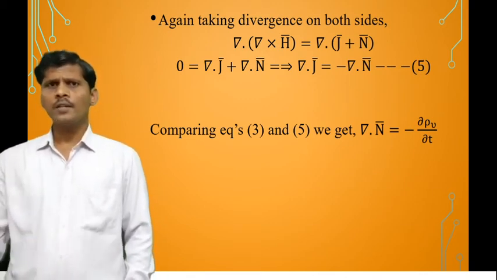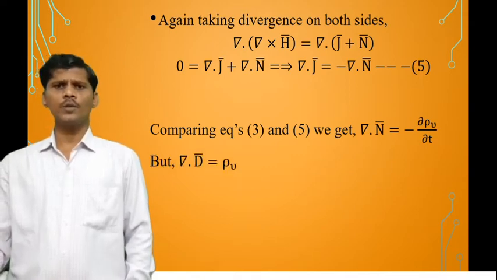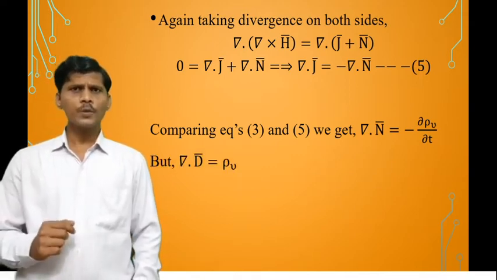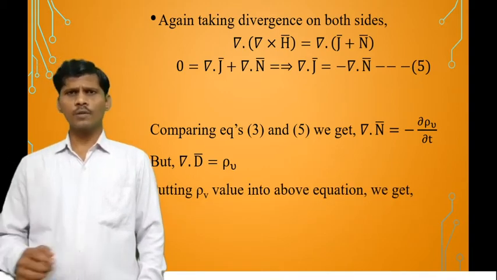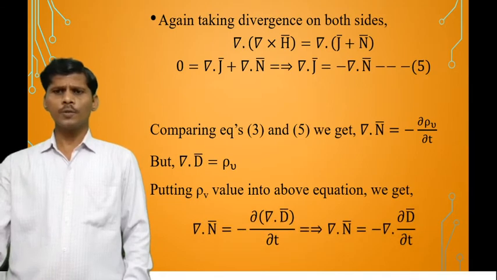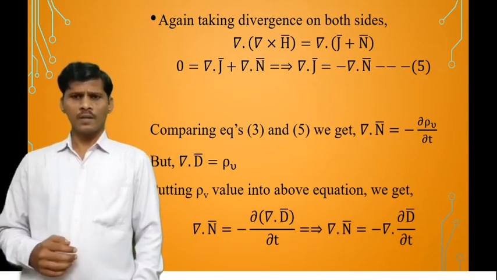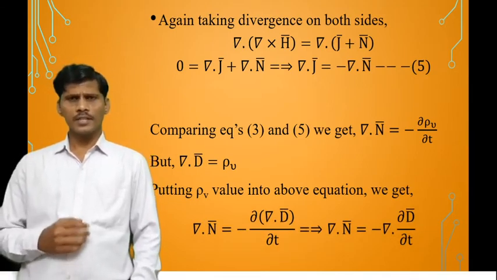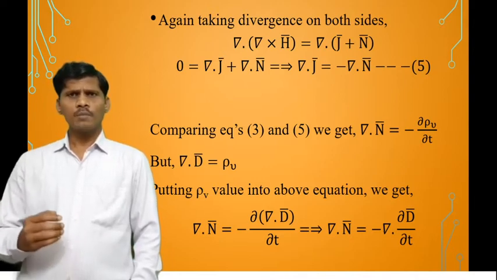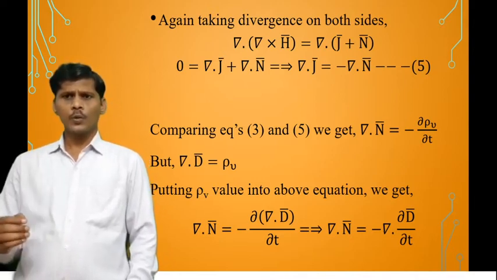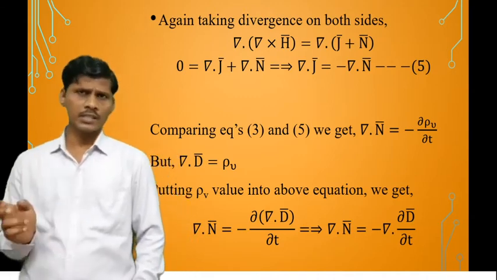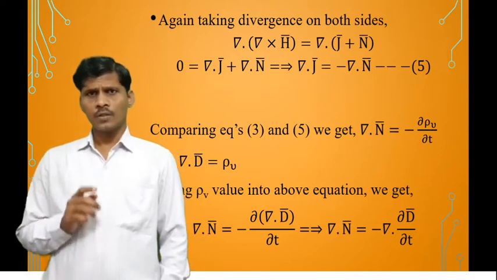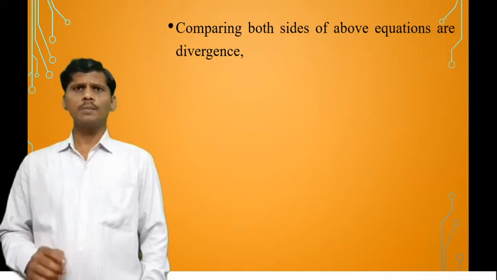But we know that the volume charge density rho v is equal to del dot D bar. Substituting the rho v value into the above equation, we have del dot N bar is equal to minus dou by dou t of del dot D bar, that is, del dot N bar is equal to minus del dot dou D bar by dou t. On both sides the divergence is cancelled. So we get the unknown parameter N bar is equal to dou D bar by dou t.